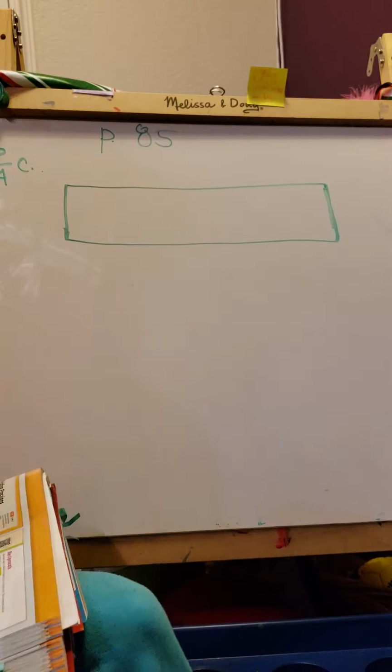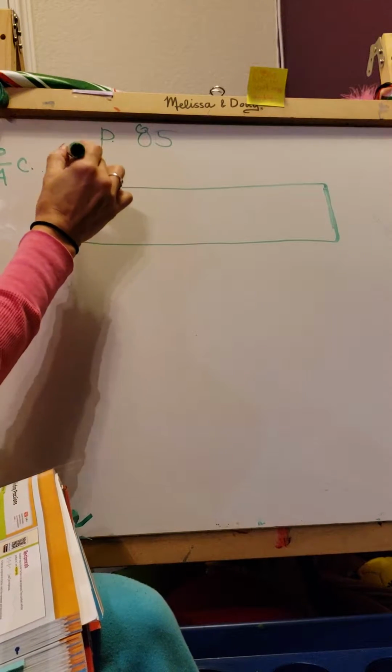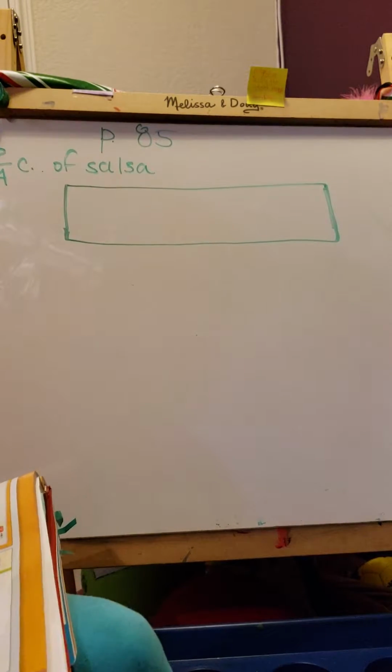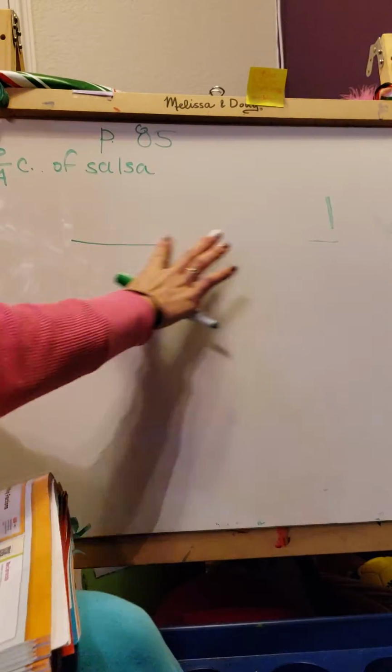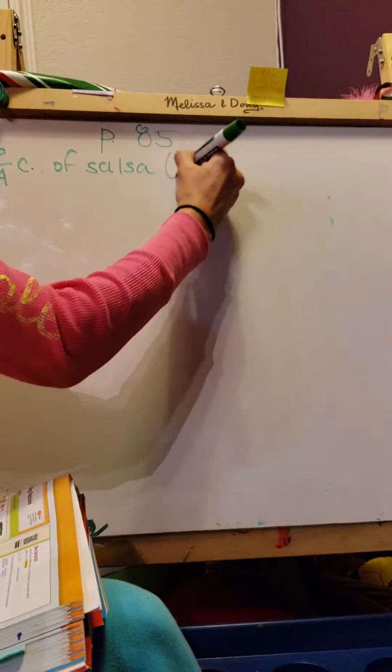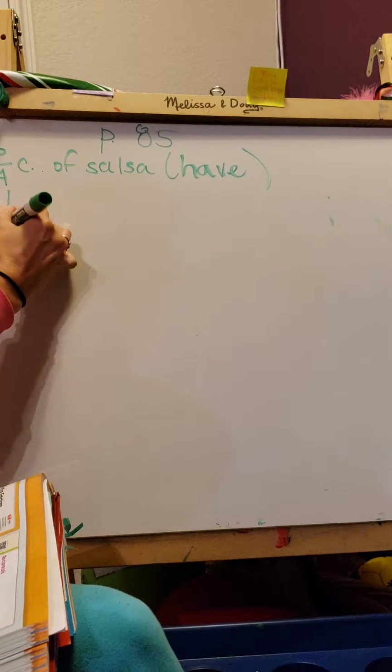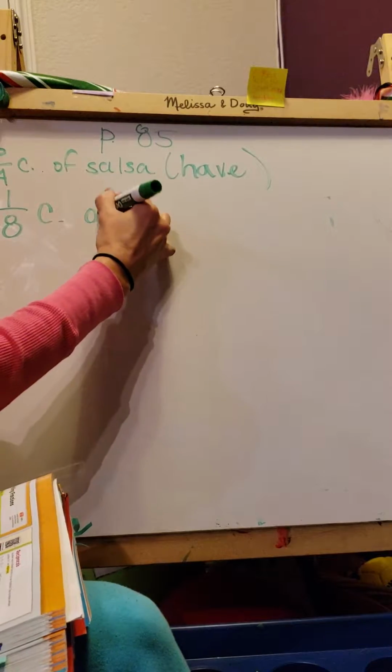So basically, we have 3/4 cup of salsa for making these burritos right now. And each burrito requires 1/8 cup of salsa. And so we want to know how many burritos we can make. Sorry, I should have read this a little bit more. We have 3/4 cup of salsa. I'm going to change this up. And each burrito requires 1/8 cup of salsa.